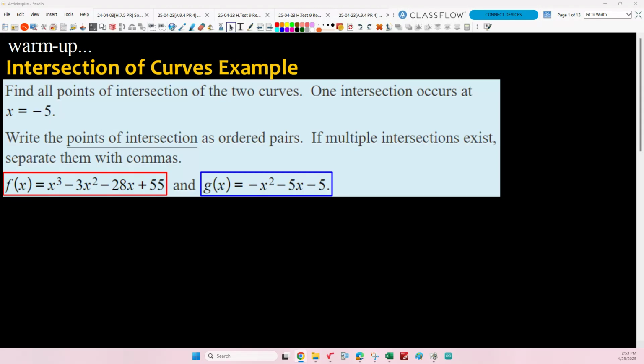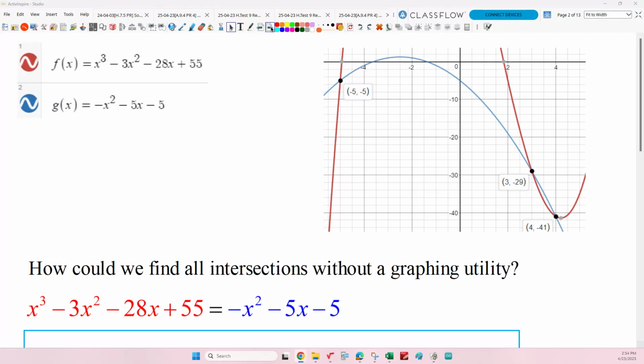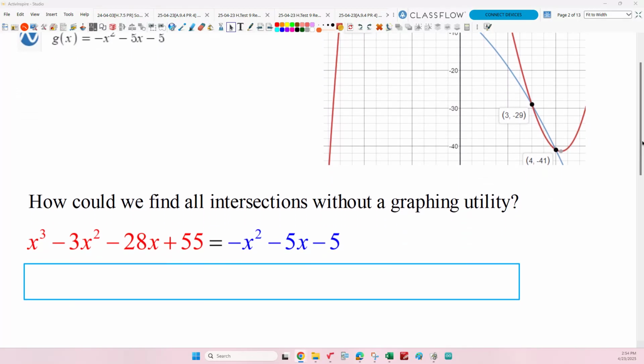Does anyone have any ideas? What does a point of intersection mean? Where they cross. So what has to happen for the functions to cross? They have to be equal to each other. So, because they cross at -5, which was given, and then we didn't know these ones, but they have to be equal to each other to be a point of intersection. So we just set them equal to each other.